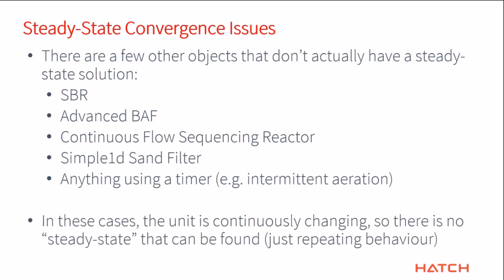In those cases, the units actually reach a sort of pseudo steady state where it has now come into an equilibrium, and it's basically just repeating the same thing over and over again each cycle. That's the equilibrium that you're going for.